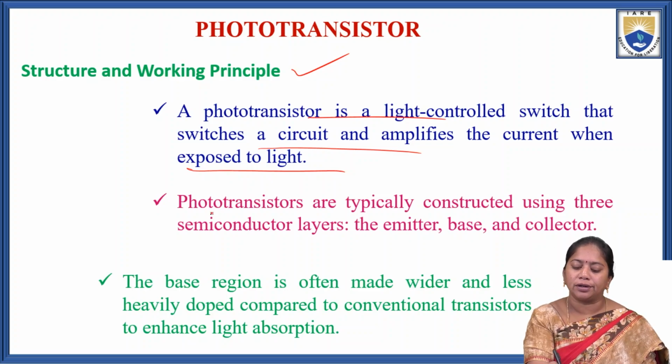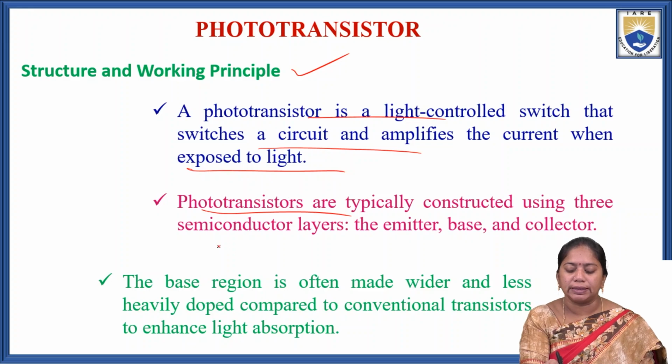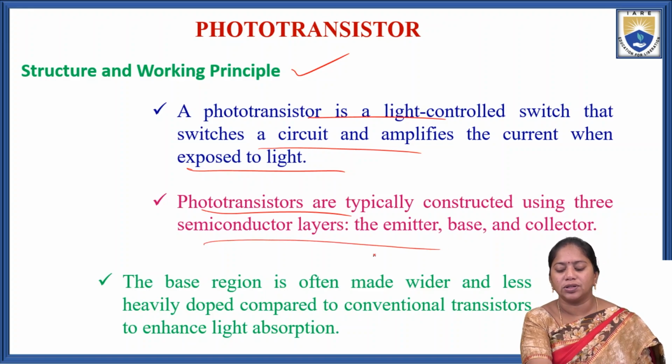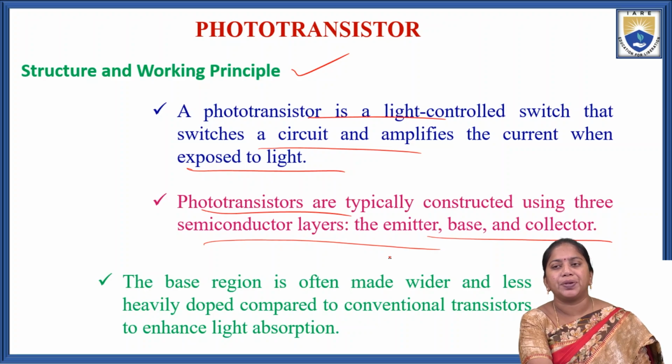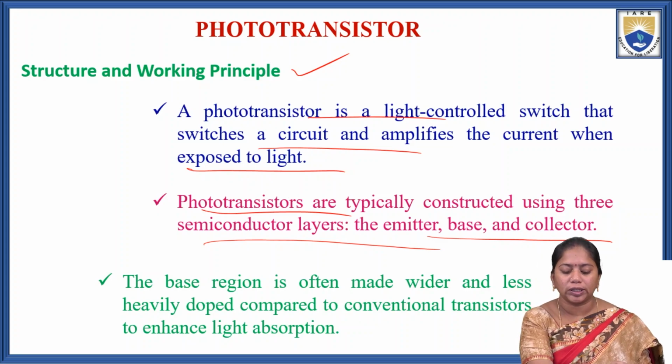Phototransistors are typically constructed using three semiconductor layers: emitter, base and collector. Already we know the emitter, base and collector. By using these three semiconductor layers, we can construct the phototransistor.